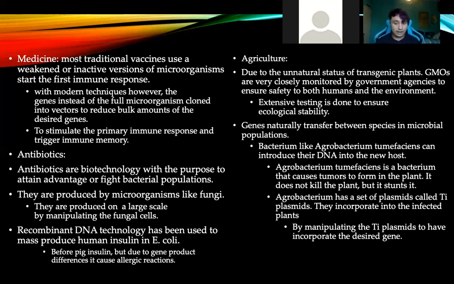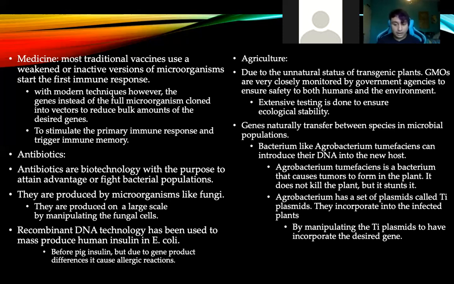Transgenic plants are unnatural. So because of this, genetically modified organisms, whether they be animals or plants, are very closely monitored by the government to ensure that they are safe for both humans and the environment itself. Extensive testing is done to ensure ecological stability, to make sure that we don't throw things out of order. Genes naturally do transfer between species in microbial populations.